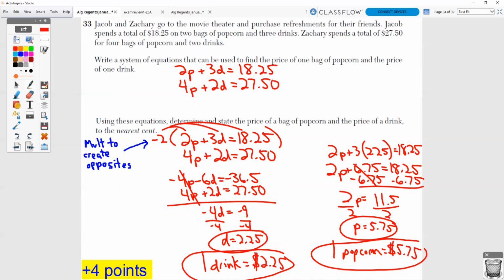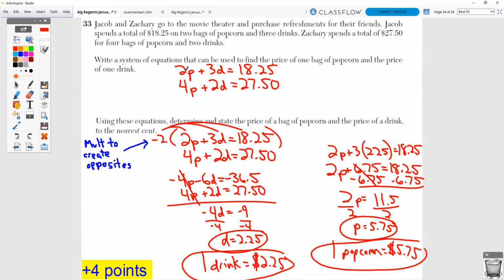Jacob and Zachary go to the movie theater. They're purchasing refreshments for their friends. Jacob spends a total of $18.25 on 2 bags of popcorn and 3 drinks. Zach spends $27.50 on 4 bags of popcorn and 2 drinks. Write a system of equations that can be used.